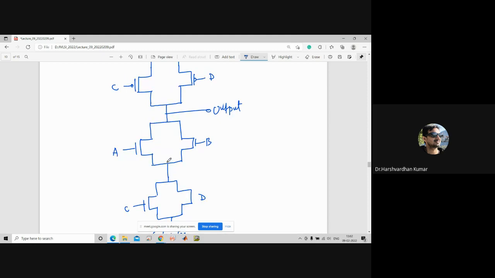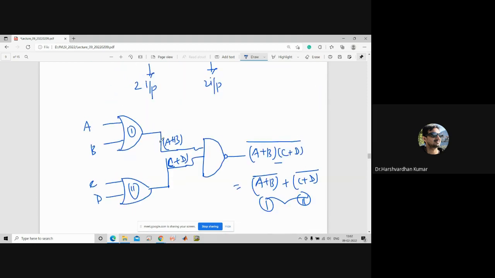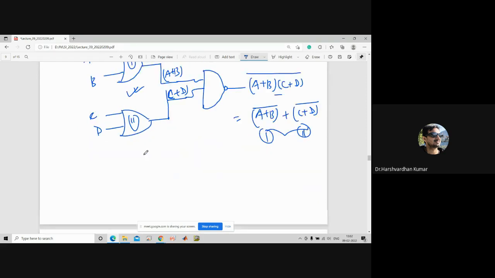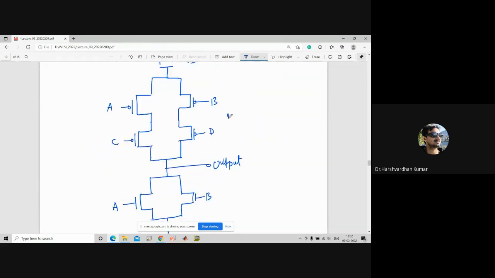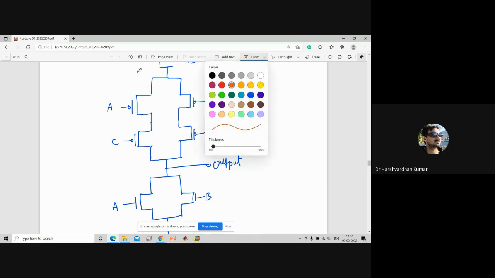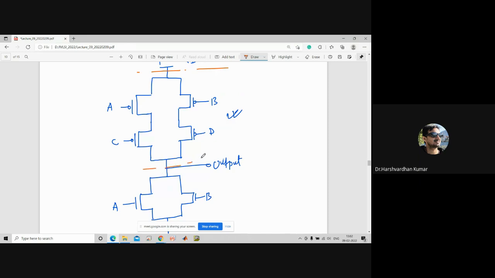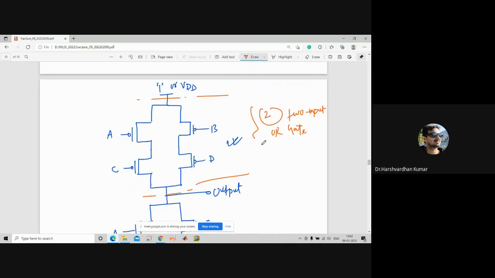So for the two OR gates, we have to connect the transistors in such a way, like this. So if you try to identify this part, this is for the 2 input OR gate. Okay, now this is the first case.